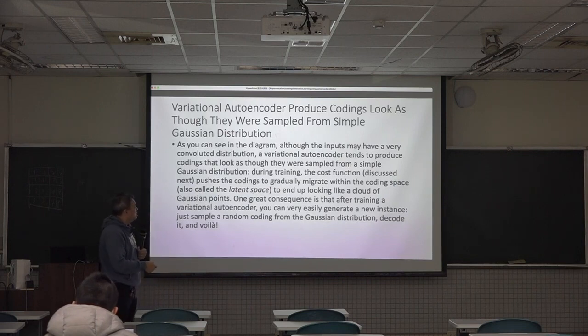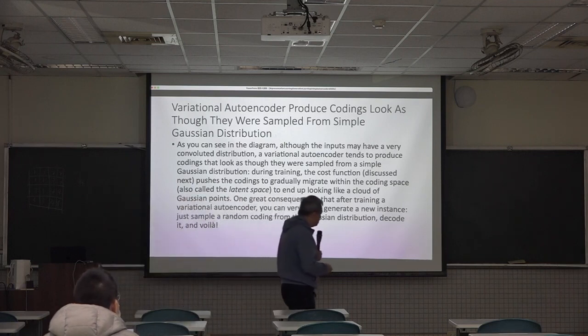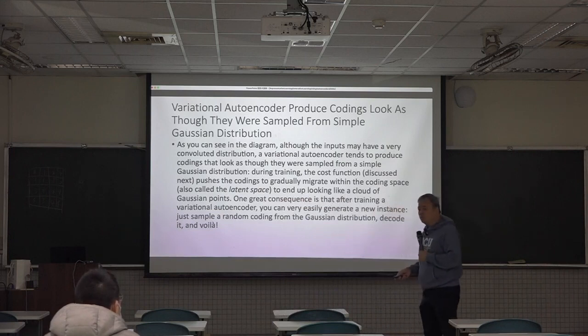After training a variational autoencoder, you can very easily generate new instances by just sampling a random coding from the Gaussian distribution and decoding it, and that's it. So basically it's very easy to use.